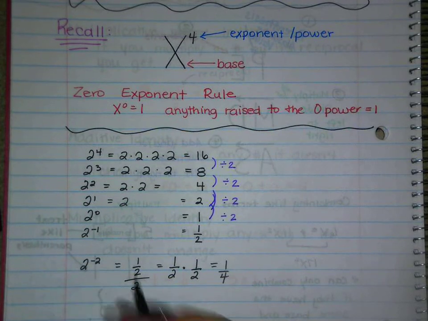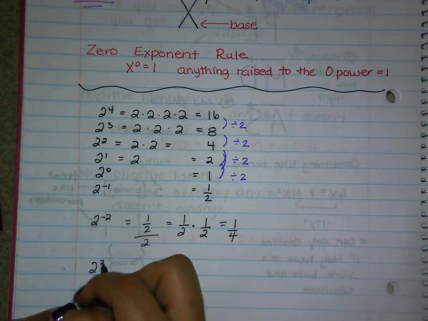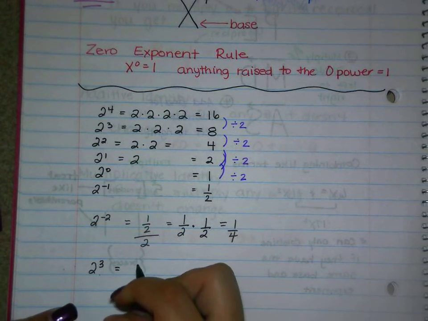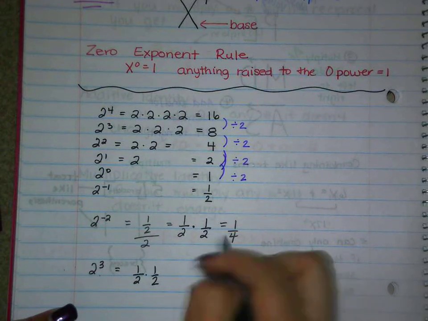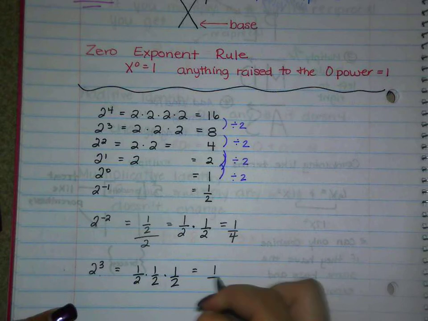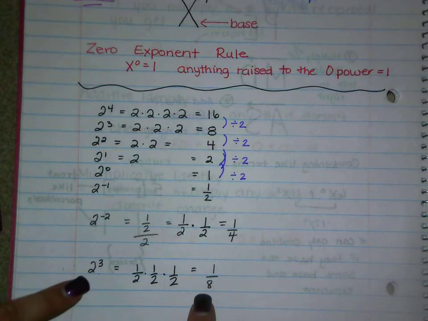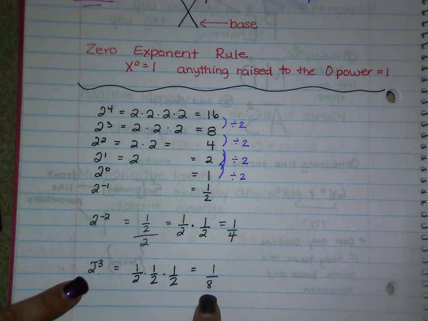Well, let's see if that happens with 2 to the third power. So we have 2 to the third power is equal to 1 over half times 1/2, and then times another half, right? Which is equal to 1 over 8, which, big surprise, is the same as, oops, that's a negative third, sorry. It's the same as 1 over 2 to the negative third power would be here, right?